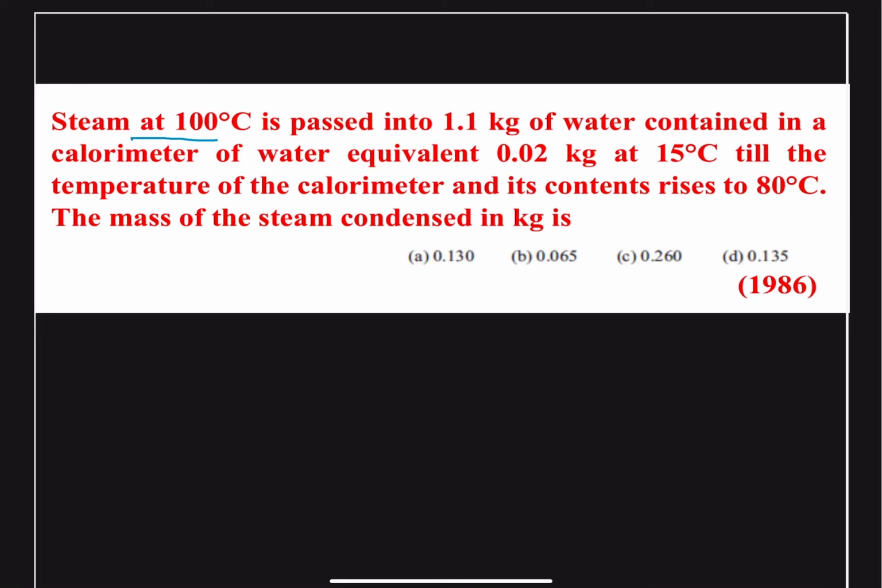Steam at 100 degrees centigrade is passed into 1.1 kg of water contained in a calorimeter of water equivalent 0.02 kg at 50 degrees centigrade, till the temperature of the calorimeter and its content rises to 80 degrees centigrade. The mass of the steam condensed in kg is.